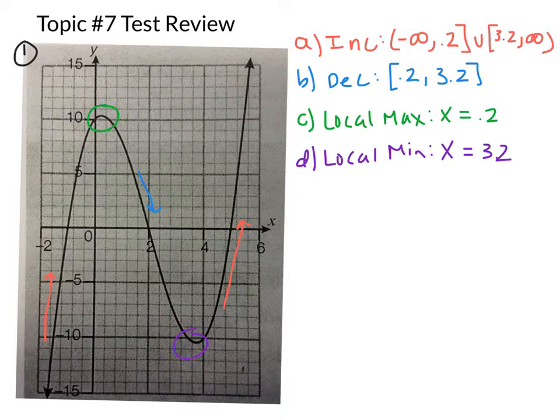For decreasing, it's this part in the middle where as you move to the right, your y coordinates are going down. So from 0.2 to 3.2. Local maxes are the top bumps where you go from increasing to decreasing. So it's going to occur at x equals 0.2. And for local mins, it's the bottom bumps where you go from decreasing to increasing, and that would be at x equals 3.2.